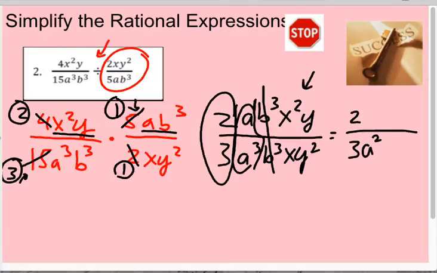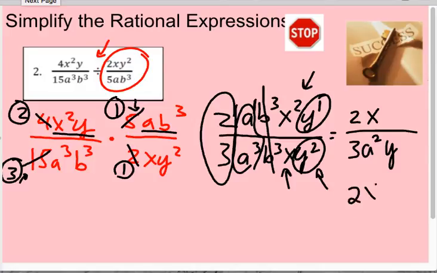X squared up here, x to the first right here. The higher power is in the numerator, so you're going to have an x to the first up there, 2 minus 1. And then y to the first, y squared. More y's down here. 2 minus 1 is 1, so that's just a y. So cleaning it up a little bit, I'm going to end up with 2x all over 3a squared y.